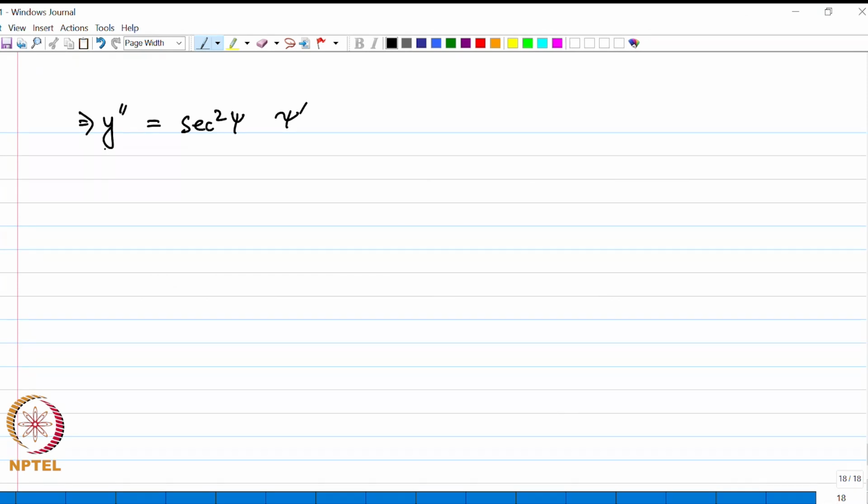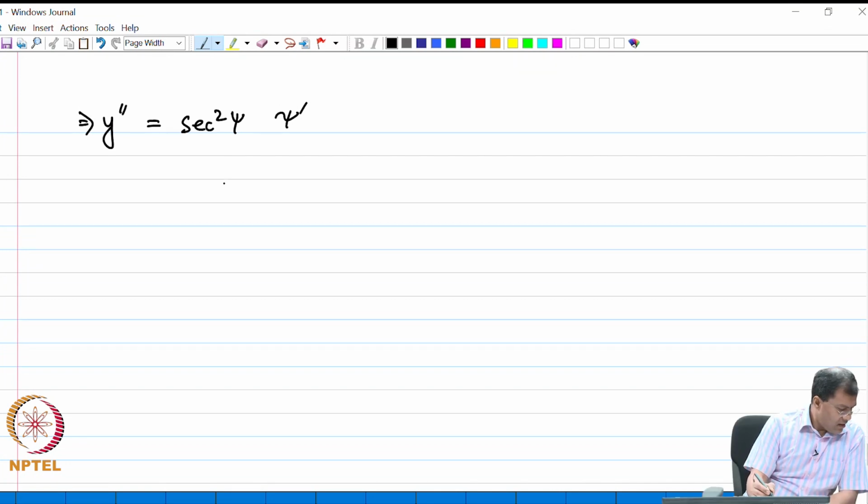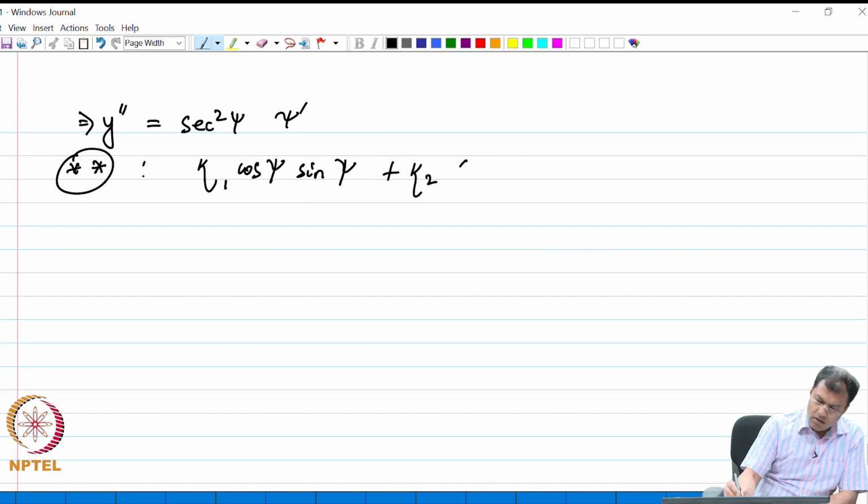So, we got y double prime. We are now in a position to substitute all the quantities in the Cartesian frame in terms of this parameter psi. So, we see that my double star expression can be reduced to the following form: kappa 1 cos psi sin psi plus kappa 2 cos square psi times psi prime is equal to 1, right.